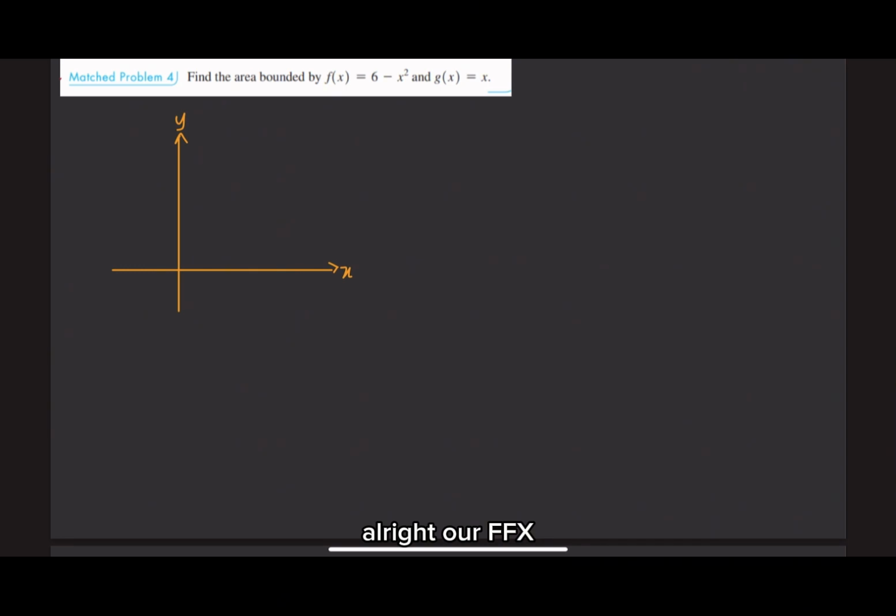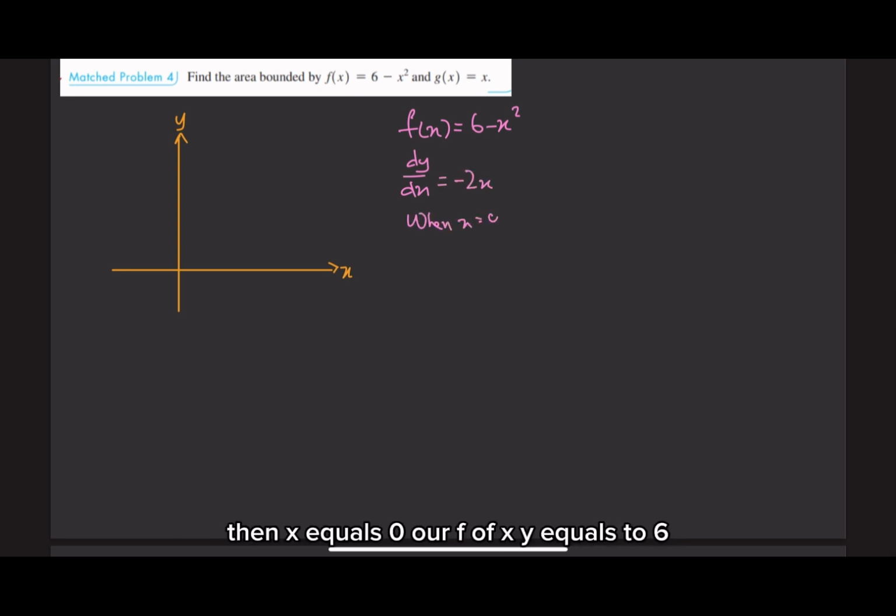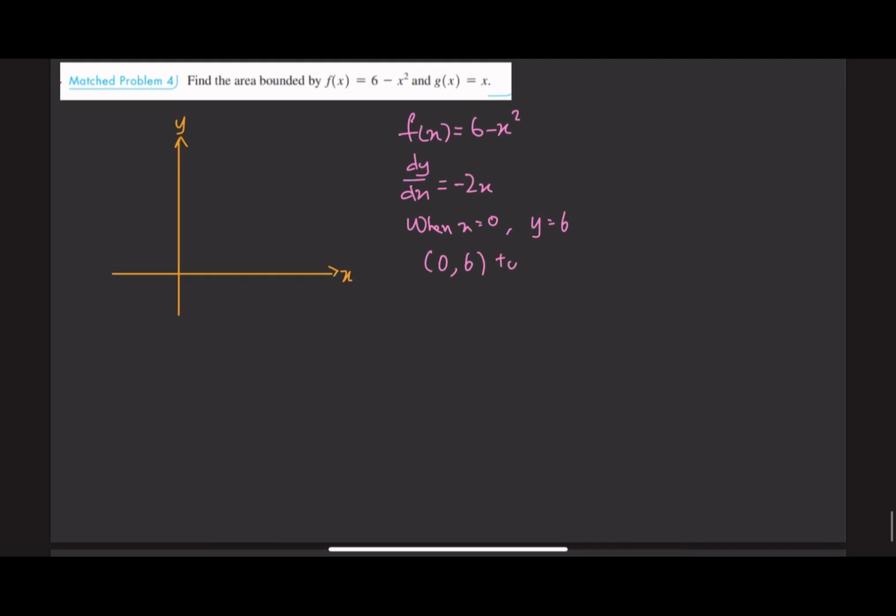Right, our f of x is 6 minus x squared. dy/dx, our differentiation, is negative 2x. When x equals 0, our y equals 6. And therefore, this will be our turning point. When we differentiate the second time, the second derivative d2y/dx squared, we get negative 2. And this is less than 0, therefore this means that it is a maximum.